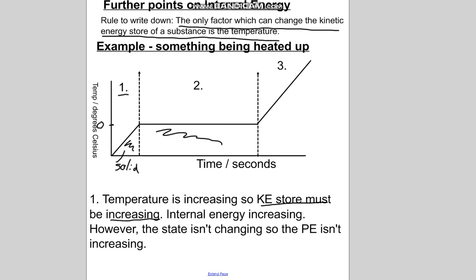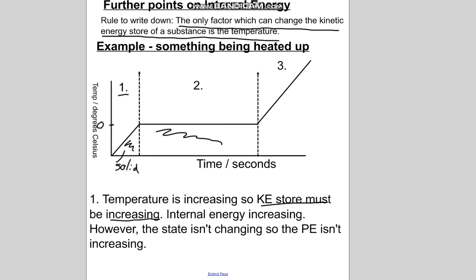What's not really happening is the particle separation isn't increasing. They're still kind of trapped, the molecules and atoms, in a solid lattice, all close to each other and vibrating, and the separation on average isn't really increasing. So we don't have any increase in potential energy there.